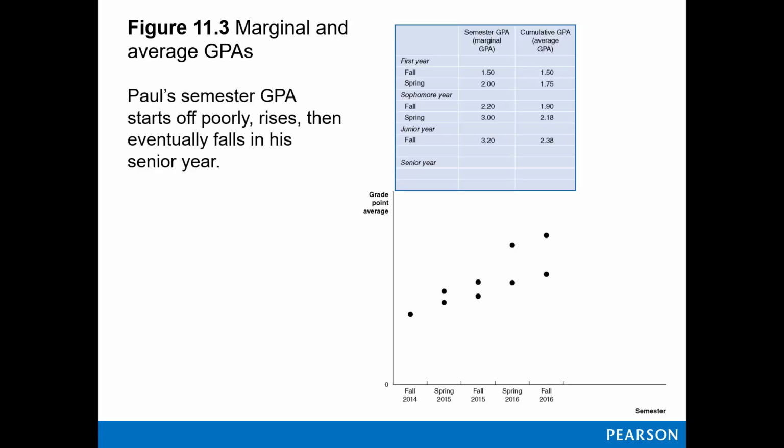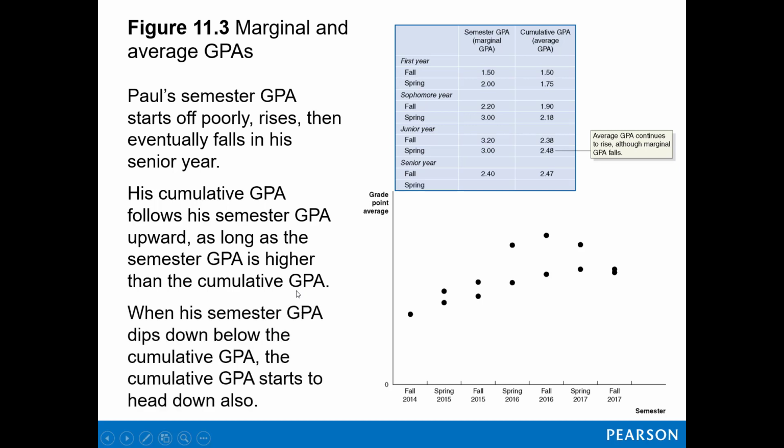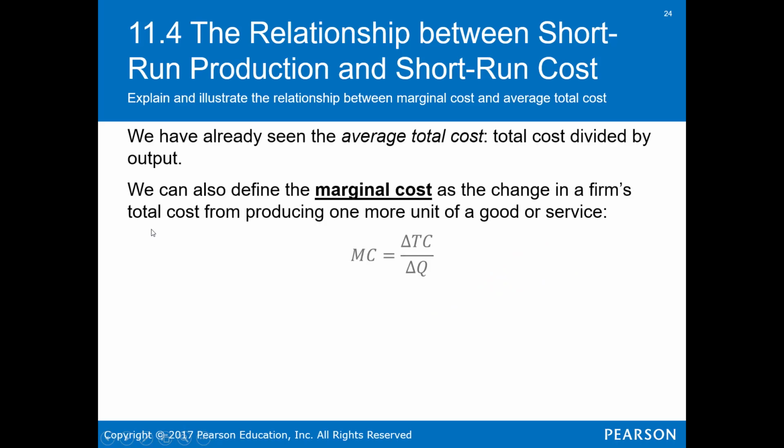Paul's semester GPAs start off poorly, then rise, then eventually fall in his senior year. His cumulative GPA follows his semester GPA upward as long as the semester GPA is higher than the cumulative. When his semester GPA dips below the cumulative, the cumulative starts to go down. So Paul's cumulative is rising as his semester GPA is rising, but when it dips, so does his.